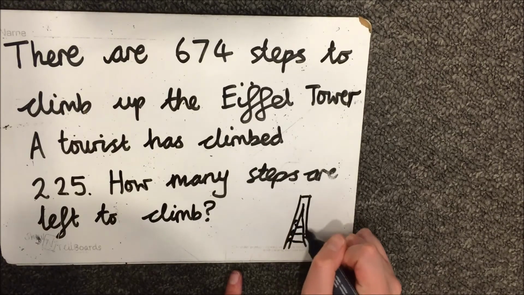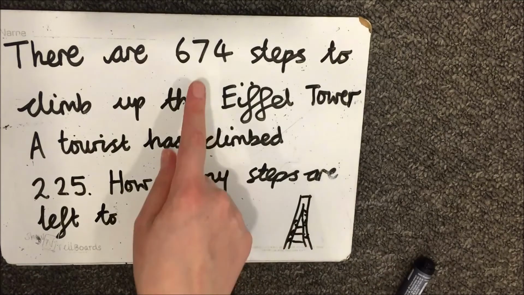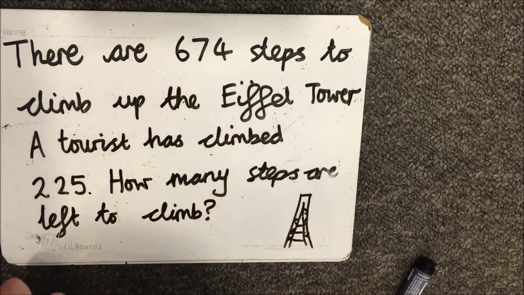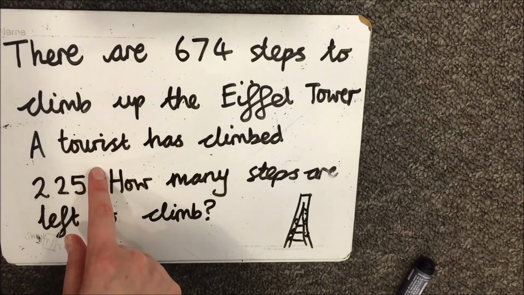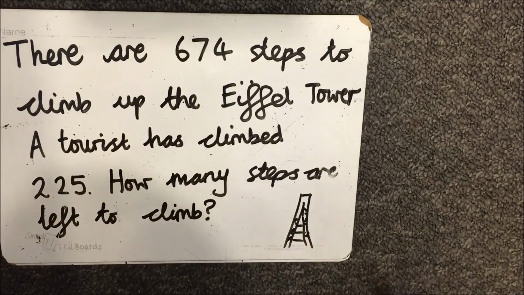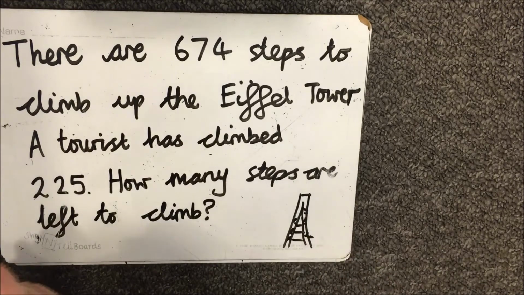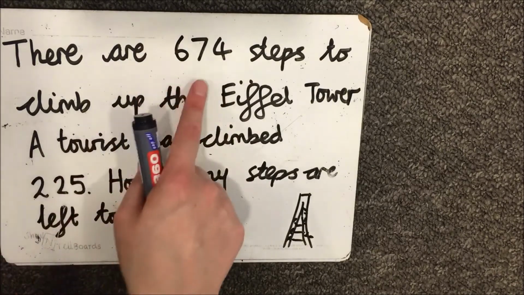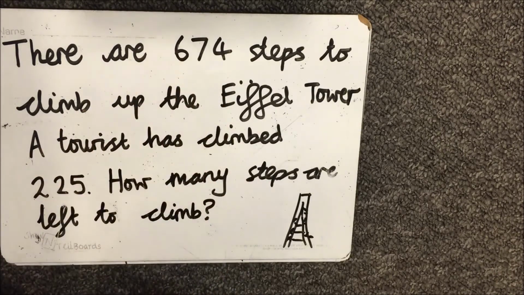And you can climb it. So it's got 674 steps to climb it. A tourist, so someone visiting France, has climbed 225 so far, so they're probably around here on the Eiffel Tower. How many steps are left to climb? So they had 674 and they've already done 225.